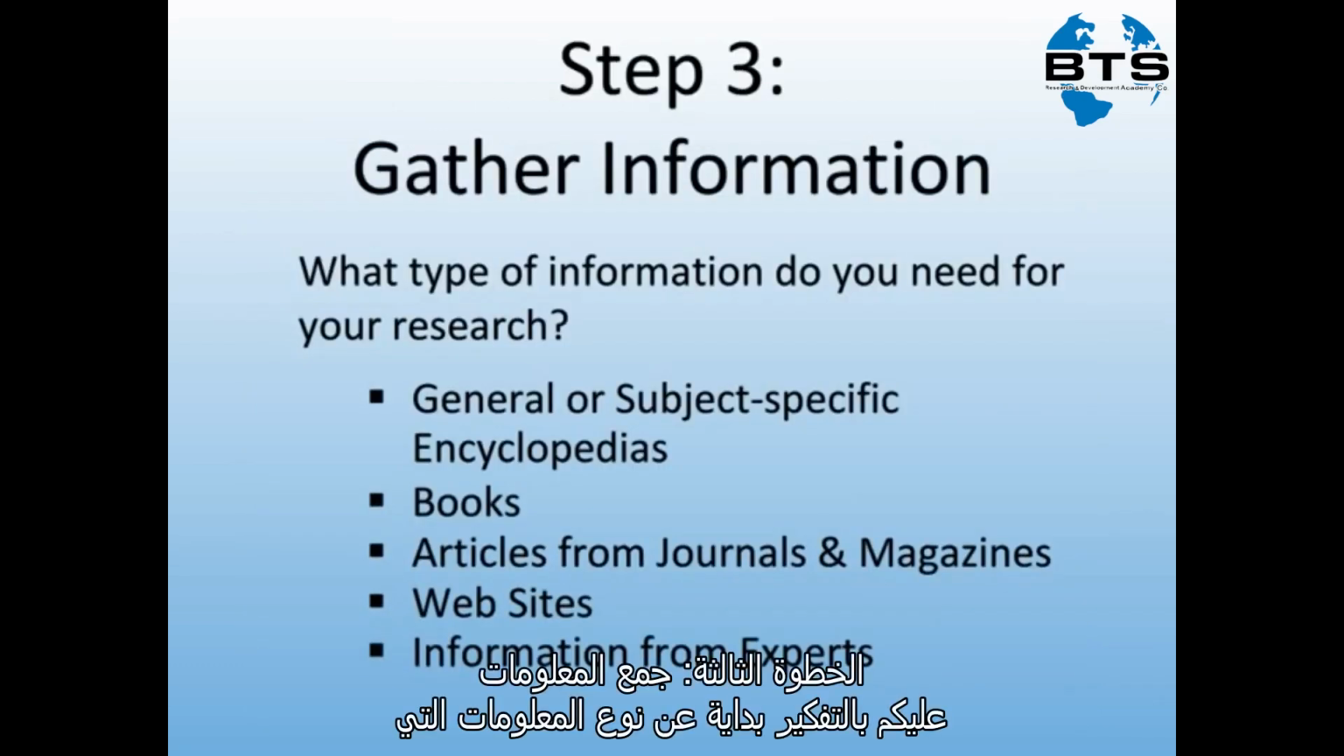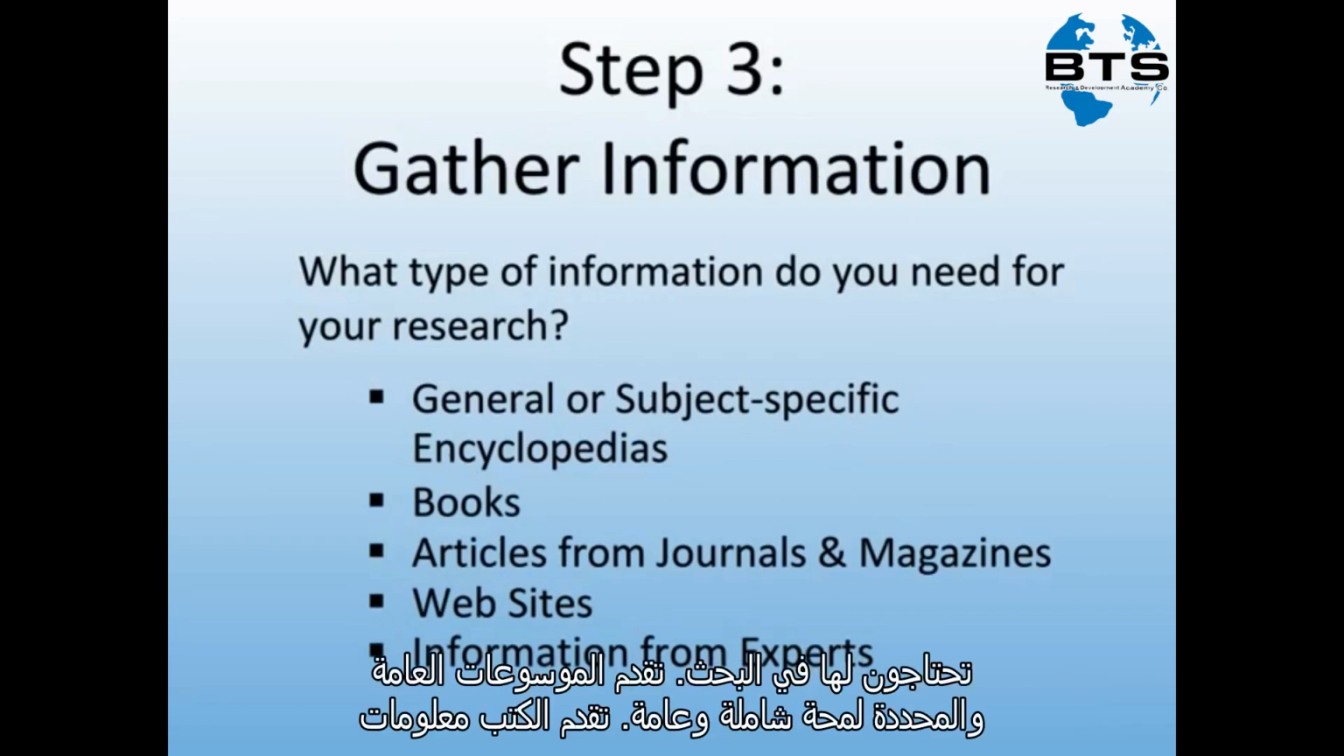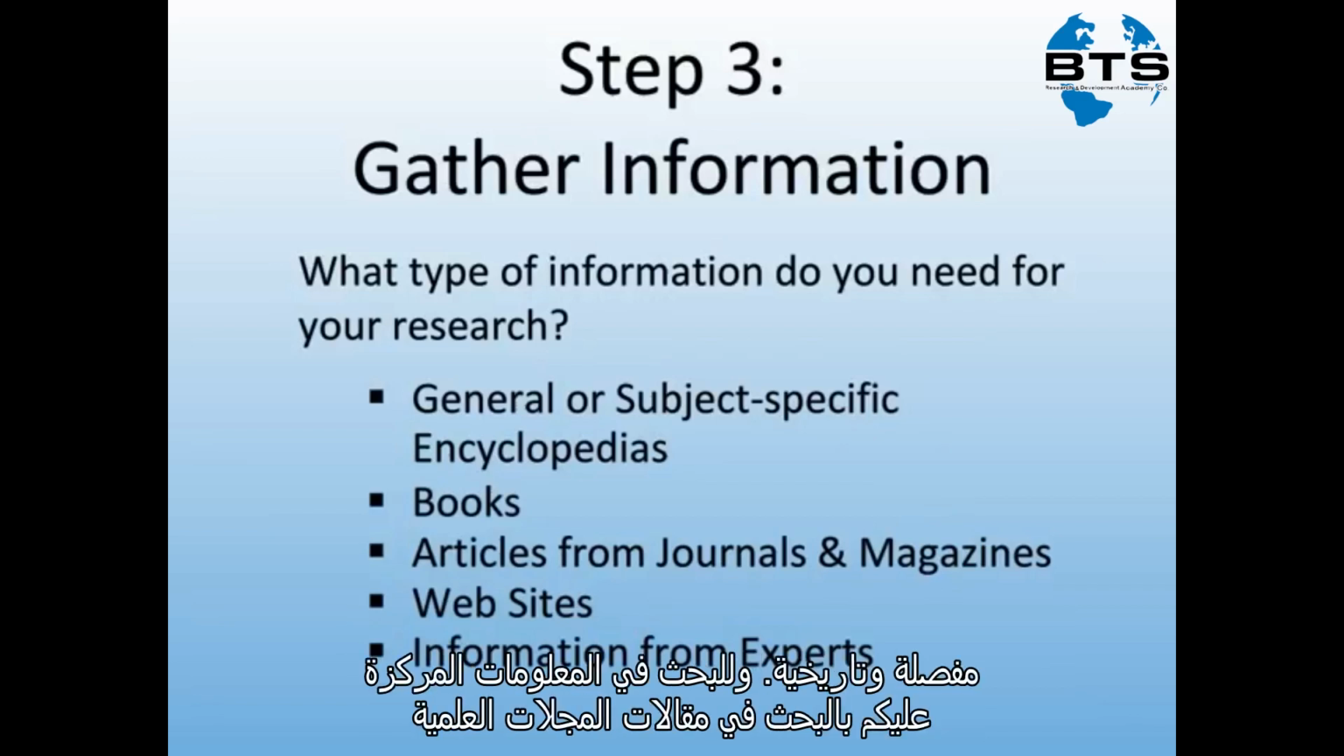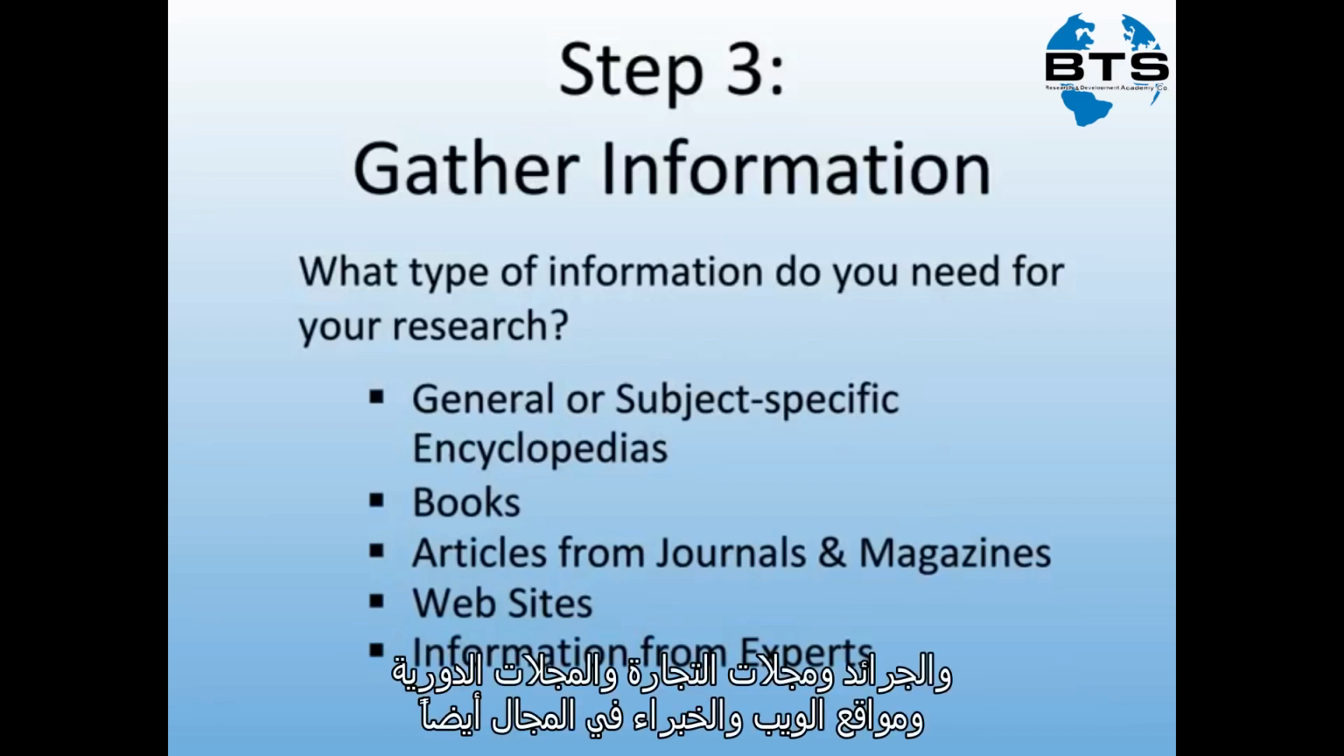Step 3. Gather information. Think first about what kind of information you need for your research. General and subject-specific encyclopedias provide a broad overview. Books provide in-depth and historical background. To locate more focused information, look for articles from scholarly journals, newspapers, trade magazines, and popular periodicals, as well as looking at websites and experts in the field.